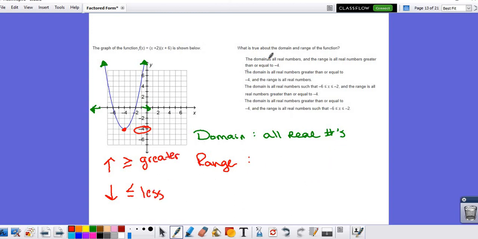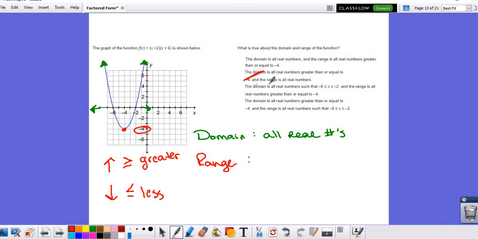So let's read through these. The domain is all real numbers. The range is all real numbers greater than or equal to -4. This one says the domain is all real numbers and greater than or equal to -4. So this is saying my domain has a stipulation of -4, so that doesn't make sense.